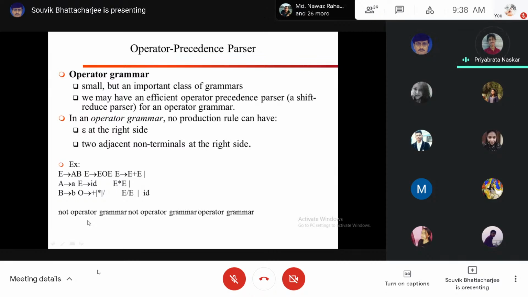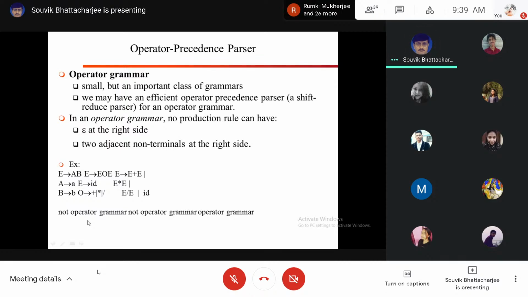In the first there are two adjacent non-terminals. Yeah, E produces AB, two adjacent non-terminals. In the second grammar also, E produces EOE. O is a non-terminal here also. Although there is a production rule for O, that is, the non-terminal produces these operators, as per the grammar rule E produces EOE, this is also two adjacent non-terminals. And in the third grammar, you just see there are no adjacent non-terminals. One operator is in between these two non-terminals. And that is why the third grammar is the operator grammar.